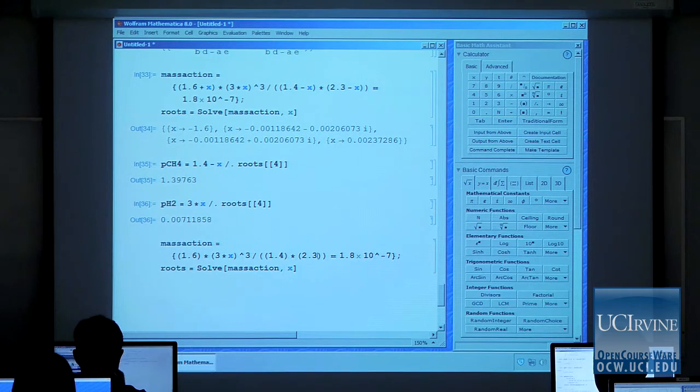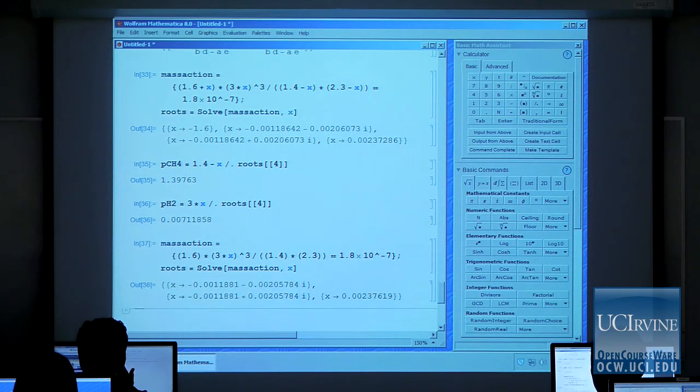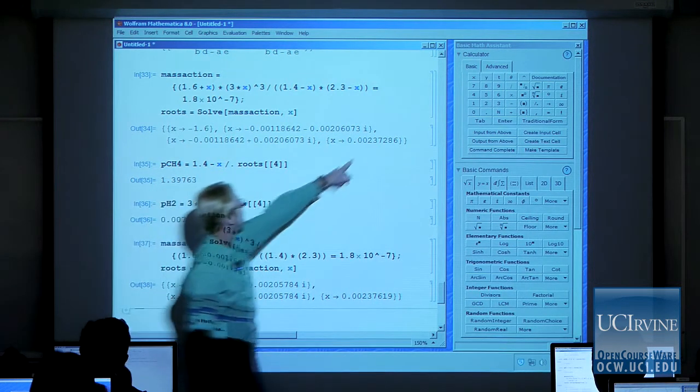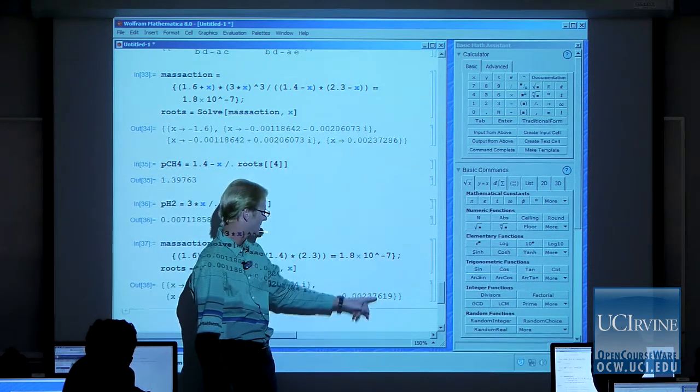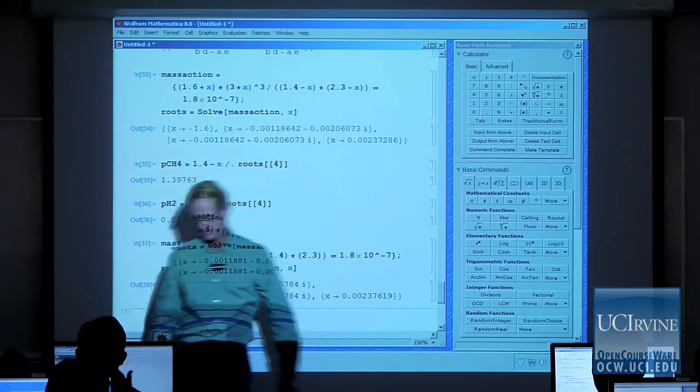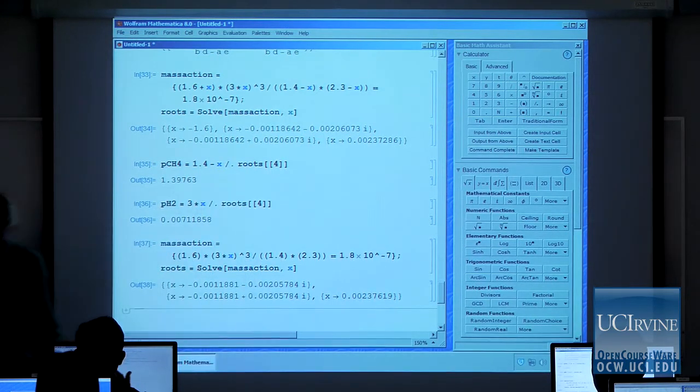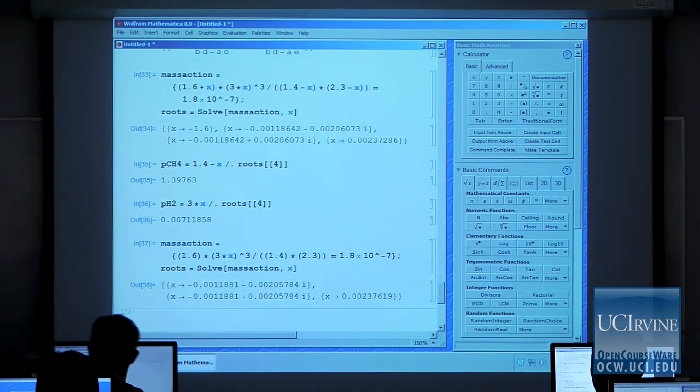Okay. And we solve, and notice, to the precision of the problem, 3 significant figures, we got basically the same answer. Actually, it's only 2 significant figures the way I've written it. Okay, so we get the same answer either way. So in this case, the approximation was definitely good, and we could have gotten away without Mathematica.